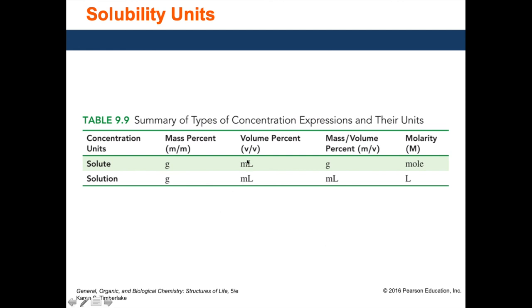Okay, so with the 3 percentages, it's pretty straightforward, right? Mass per mass, it's going to be the same units of mass. With volume per volume, it's the same units of volume. With mass per volume, it's going to be grams per milliliter, per 100 milliliters, again, because these are all percentages. And then for molarity, of course, it's moles per liter. So you have to remember that.